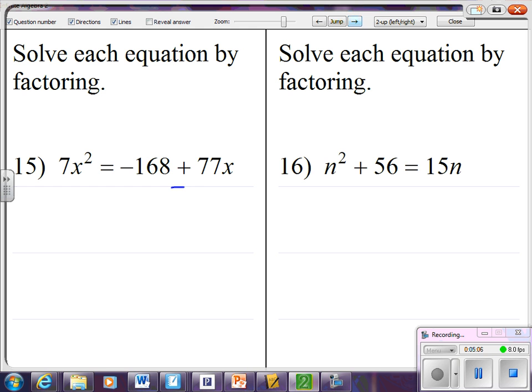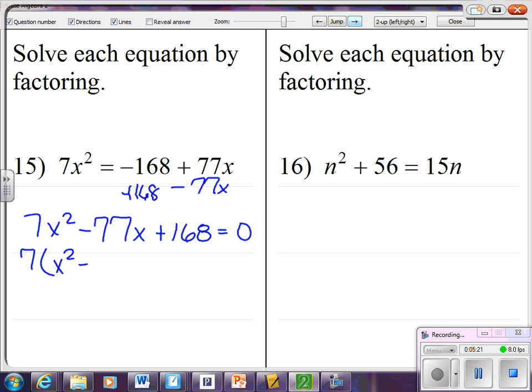All right, I'm going to move this by subtracting. I'm going to add. So I get 7x squared minus 77x plus 168 equals 0. Is there a GCF? 7. So I get x squared minus 11x plus, I don't know. 49. Thank you. All right. So I want two numbers that will multiply to give me 49 but add to give me negative 11. Is 24. Oh.